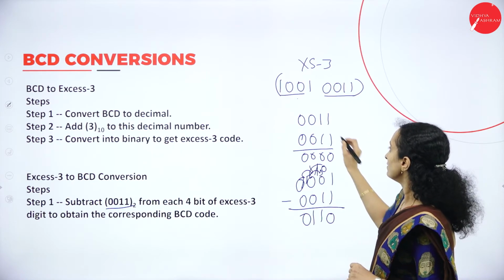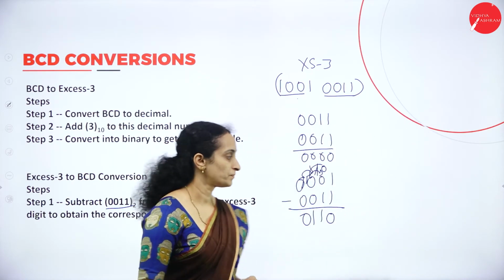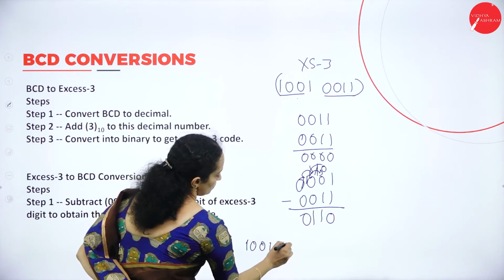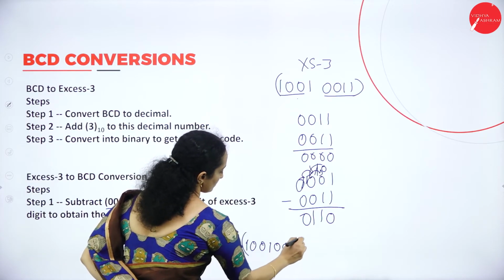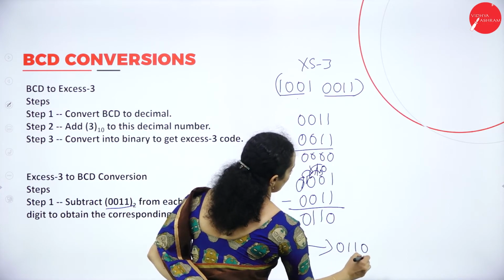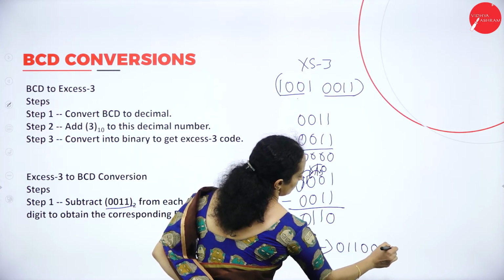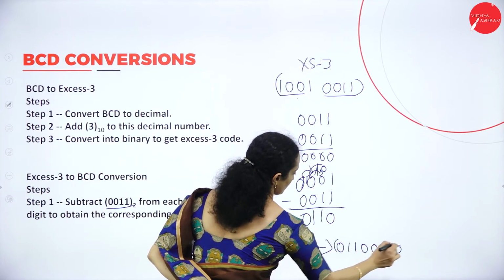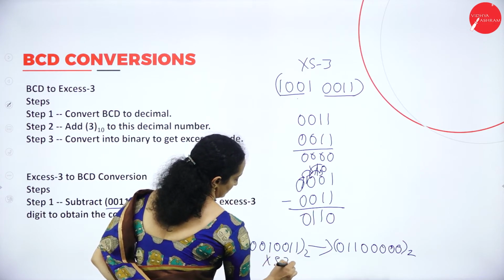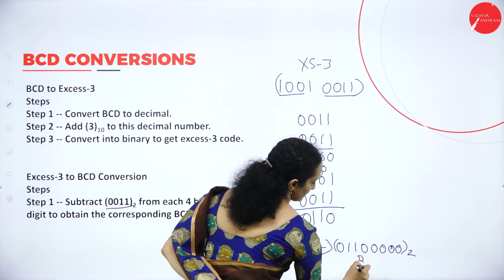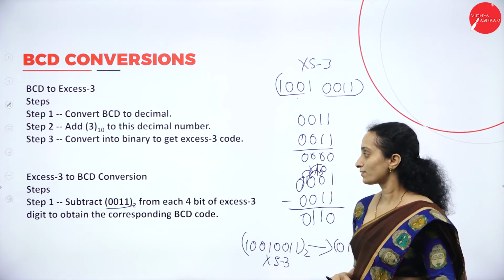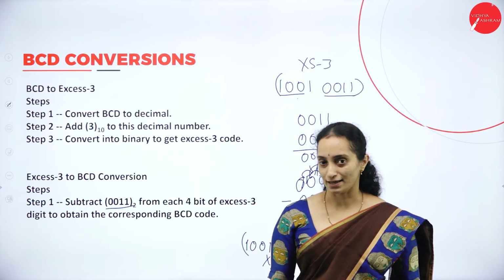How do you represent now? This XS3, 1 0 0 1 0 0 1 1, can be represented as 0 1 1 0 0 0 0 0. This is XS3 form and this is BCD form. Okay. This is all about BCD conversion.